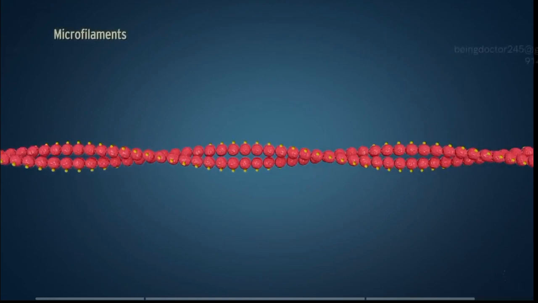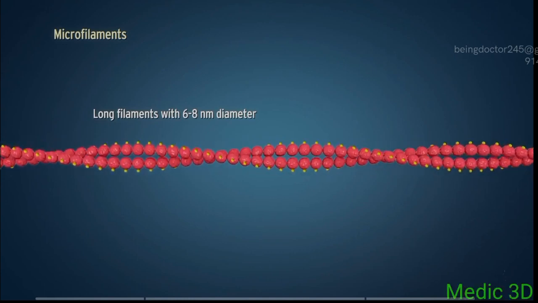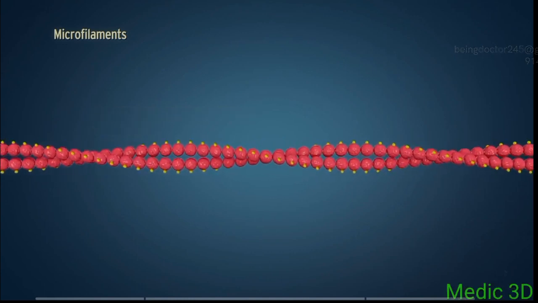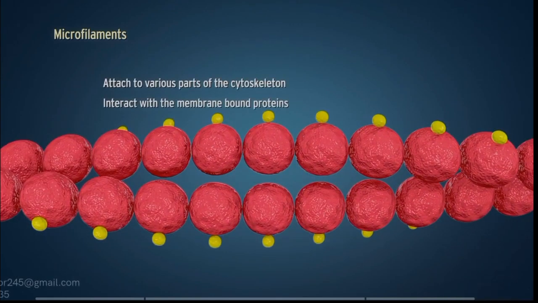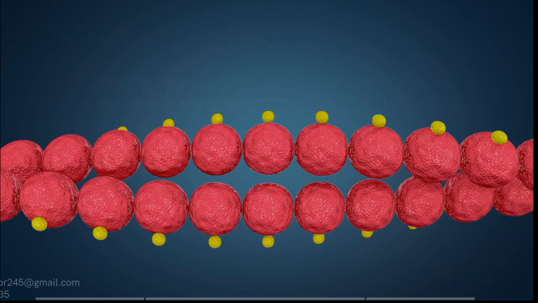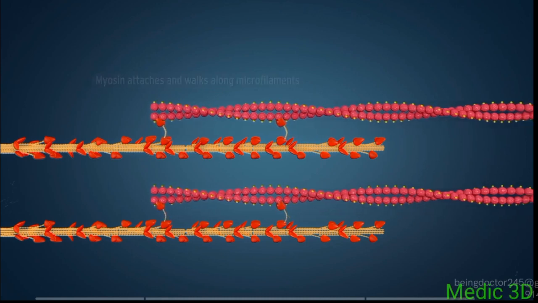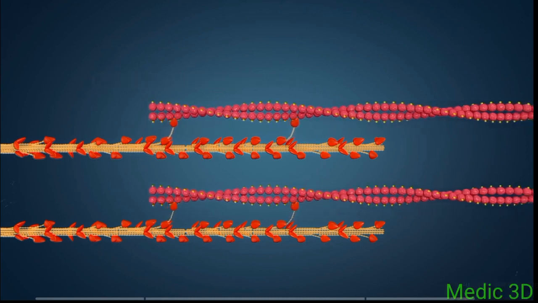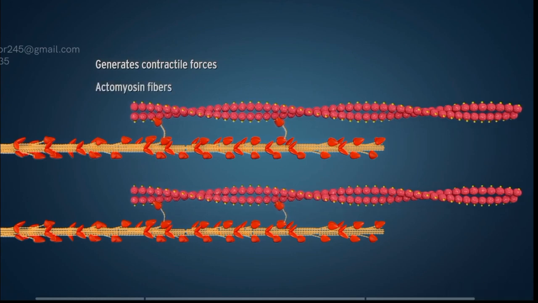Microfilaments. Microfilaments are long filaments with 6 to 8 nanometer diameter made of actin proteins. They attach to various parts of the cytoskeleton and interact with the membrane-bound proteins. They also assist in the movement of myosin molecules. Myosin attaches and walks along the microfilaments. The myosin motoring along the filaments, called F-actin, generates contractile forces in the so-called actomyosin fibers.